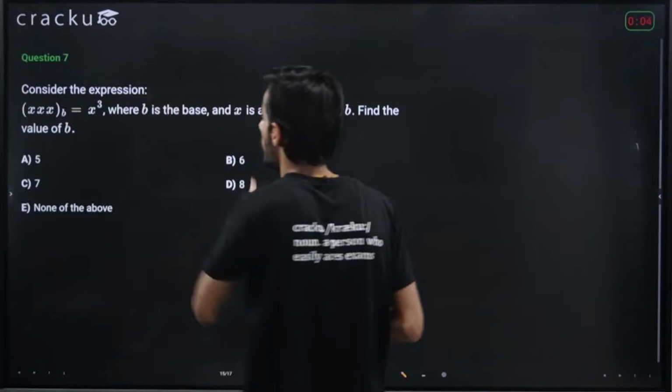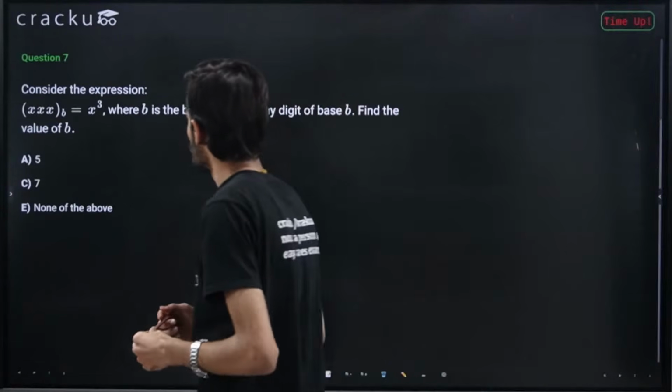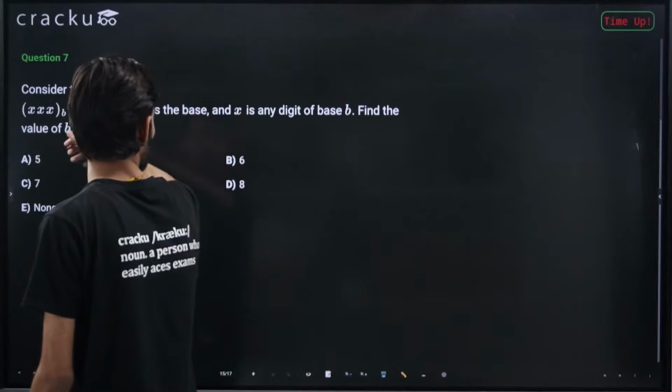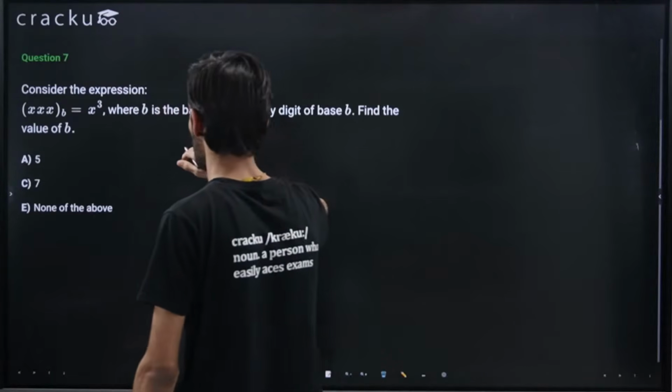Okay, let's attempt this question. I guess yes, the timer is about to end. Let's try to attempt this question. So again, we don't know the value of x. We don't know the value of b, that is the base. We need to calculate the value of b.